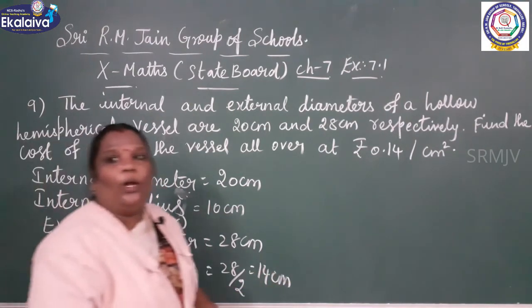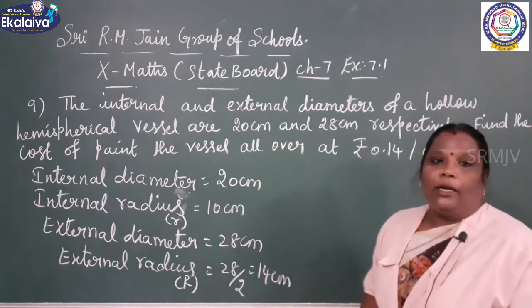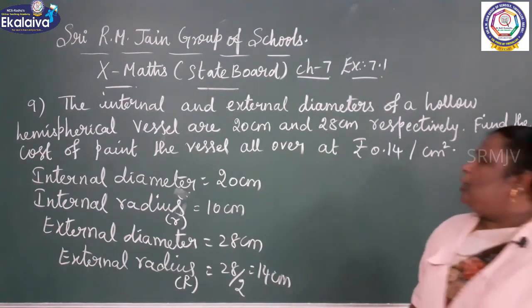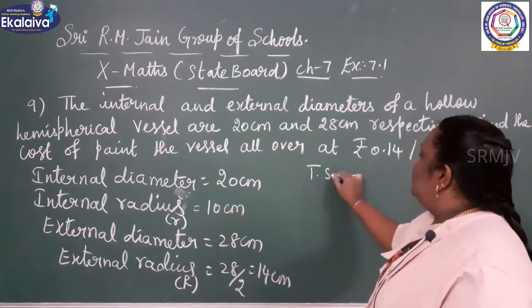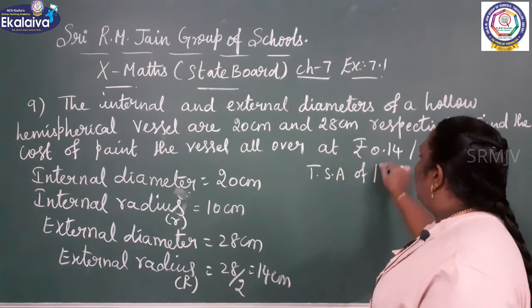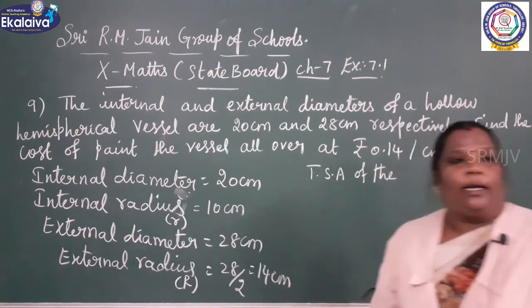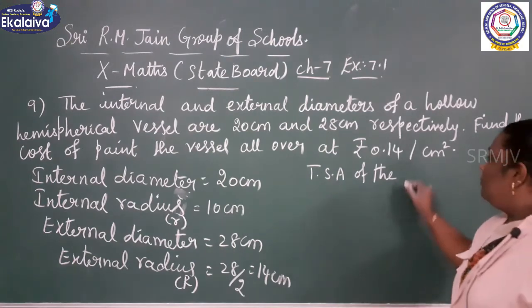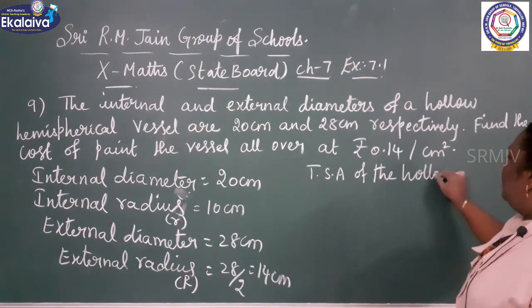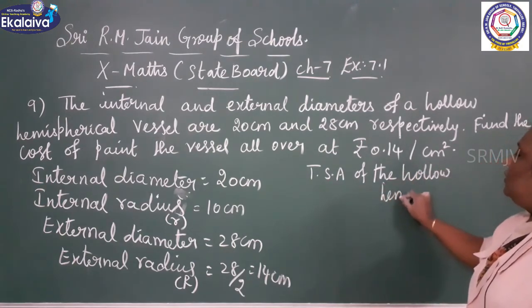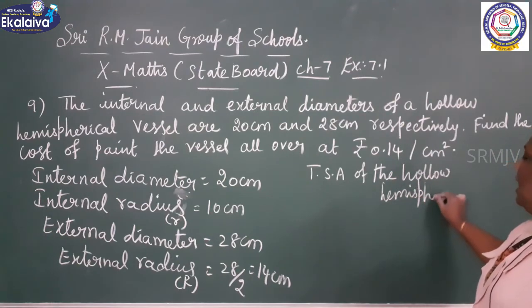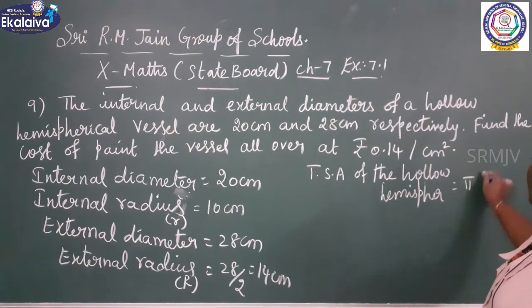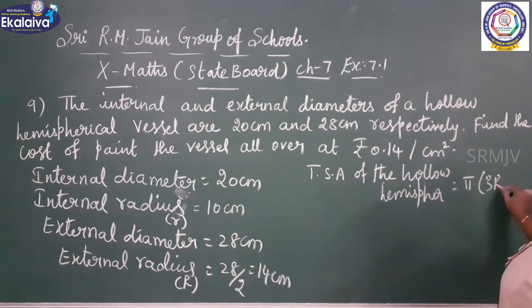28 by 2 equal to 14 centimeter. So total surface area of the hollow hemisphere. What is the formula? Total surface area of the hollow hemisphere equal to pi into 3R square plus r square units.